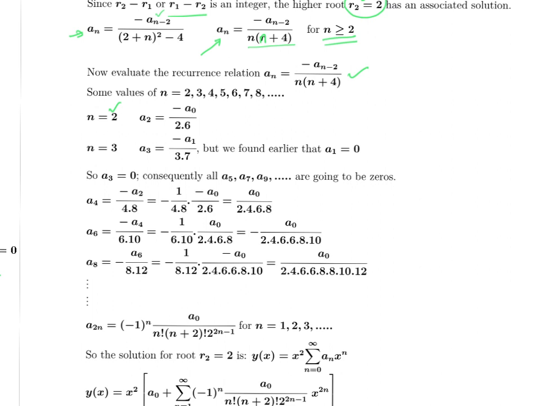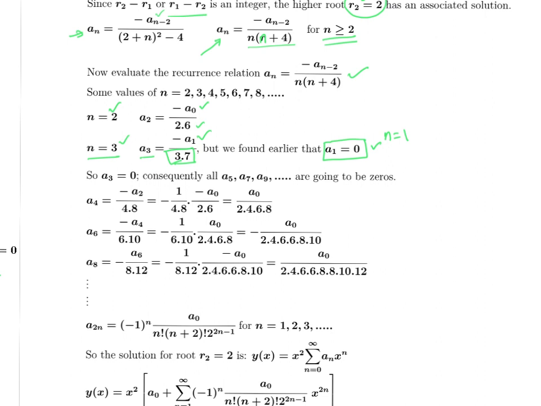It's going to give you a sub 2 is equal to negative a sub 0 over 2 times 6. For n is equal to 3, a sub 3 is equal to negative a sub 1 over 3 times 7. However, we found previously that a sub 1 is 0. Remember when we set n is equal to 1 and tried to solve for the coefficient, we found a sub 1 is 0. So a sub 3 is going to be 0.